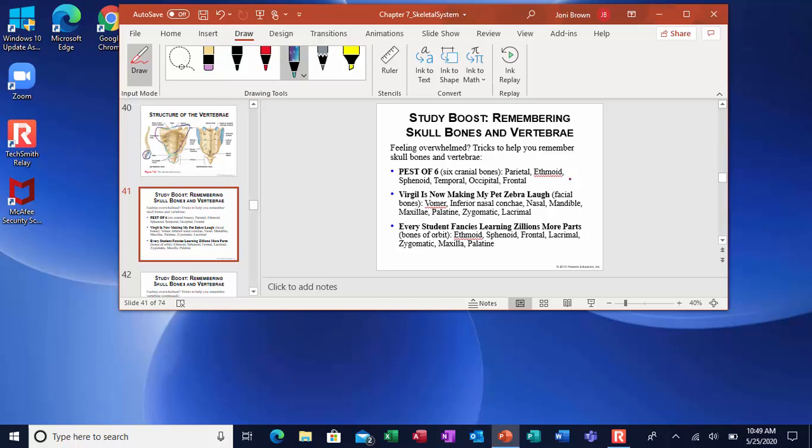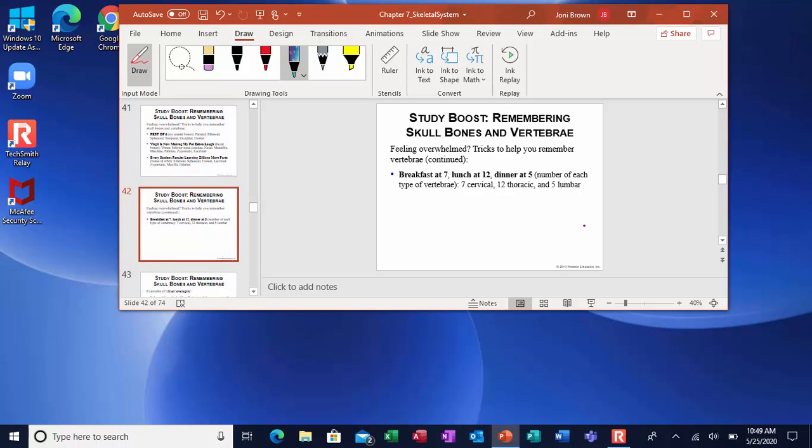Every student fancies learning zillions more parts, and this is what you find in the orbit of the eye. Ethmoid, sphenoid, frontal, lacrimal, zygomatic, maxilla, palatine. All of those can be found in your eye socket or the orbit of your eye.